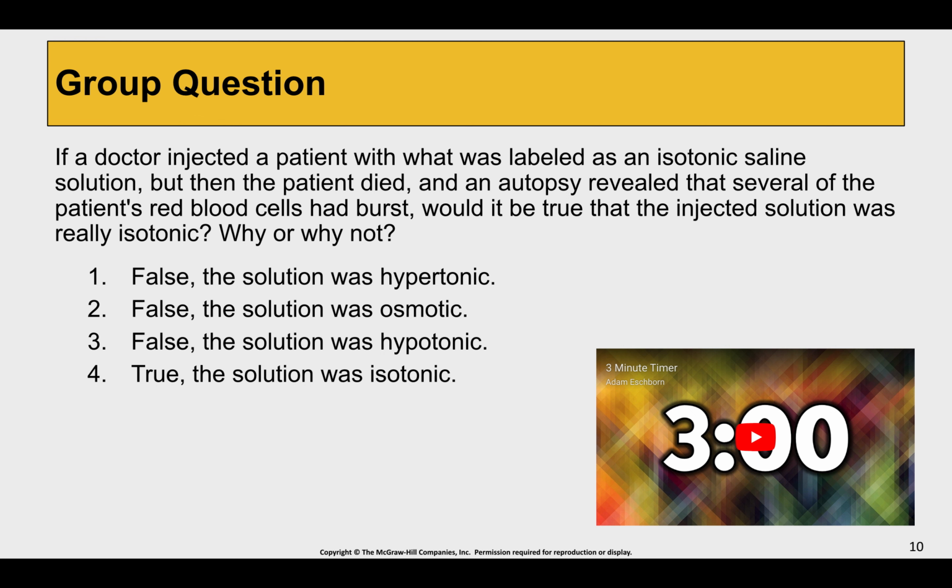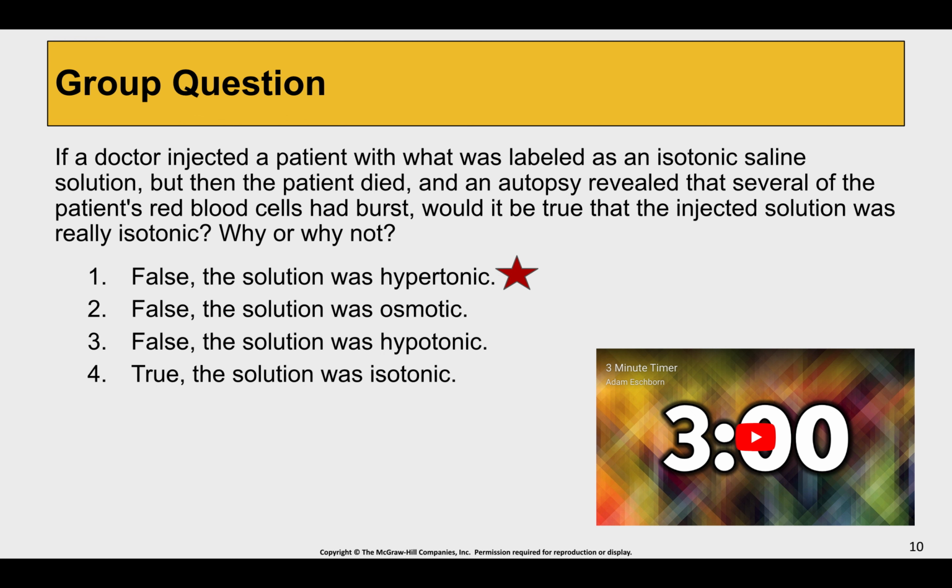All right, I have this question up here for you. If a doctor injected a patient with what was labeled as an isotonic saline solution, but then the patient died, an autopsy revealed that several of the patient's red blood cells had burst. Would it be true that the injected solution was really isotonic? Why or why not? I give you a variety of answers here, and conveniently there is a slide previously to help you out. Give it a couple minutes to think about it. Oh, all right. I gave the answer away. That was supposed to start the timer, and instead it gave you the answer.